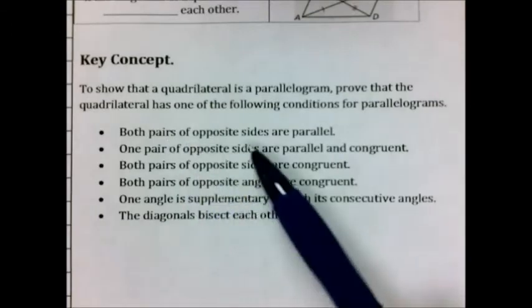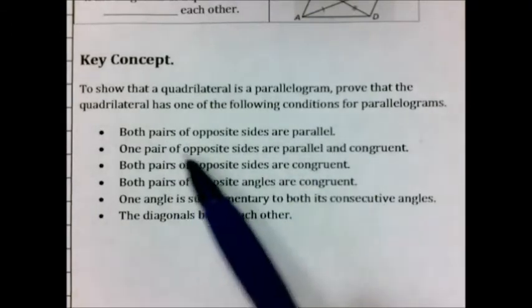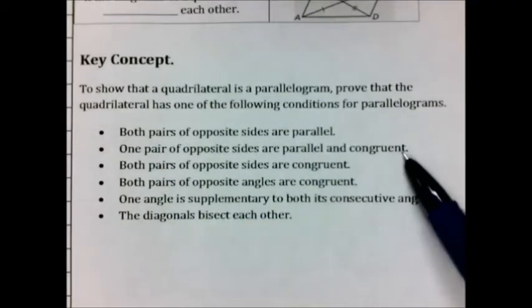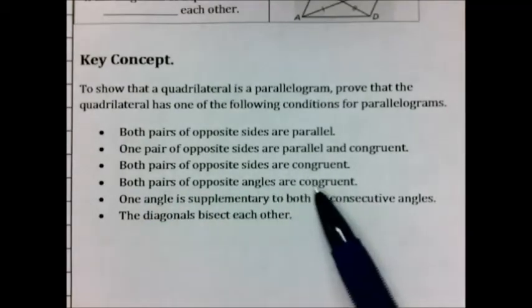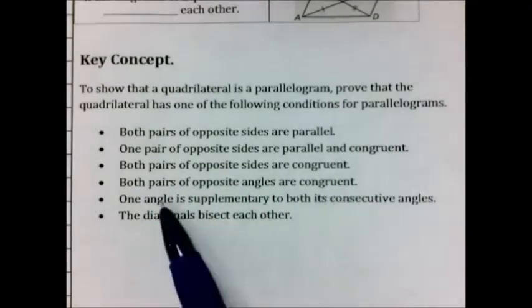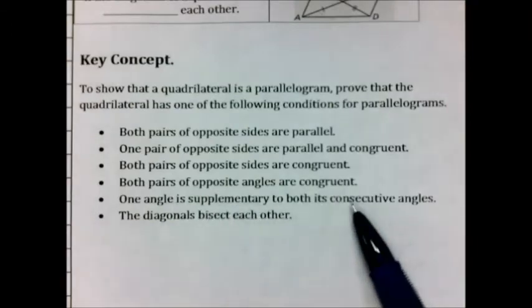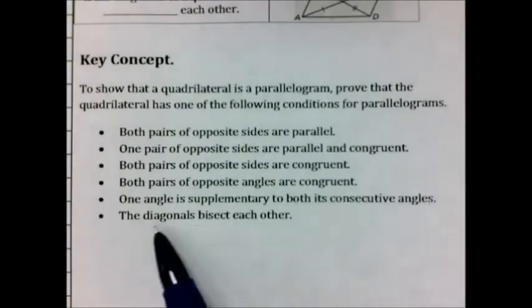It says both pairs of opposite sides are parallel. One pair of opposite sides are parallel and congruent. Both pairs of opposite sides are congruent. Both pairs of opposite angles are congruent. One angle is supplementary to both its consecutive angles, or the diagonals bisect each other. If any of these are true in the quadrilateral that you're looking at, then it's going to be a parallelogram. If any one of those is true, then it's going to be a parallelogram.